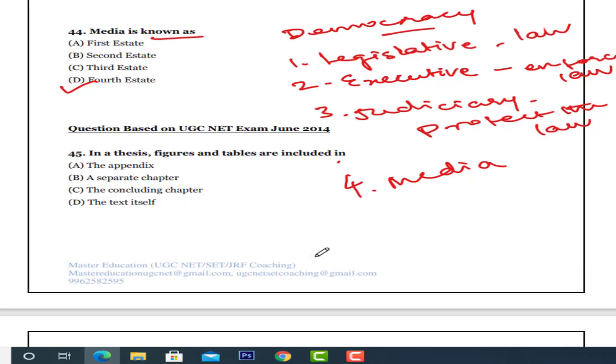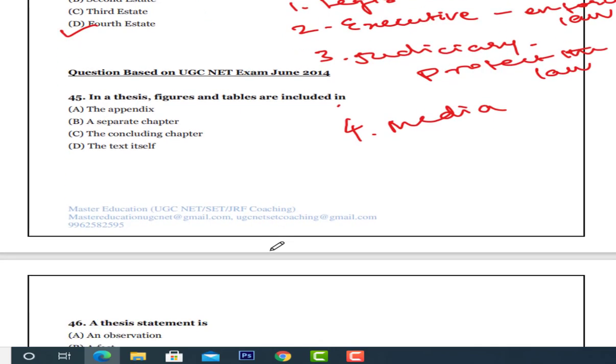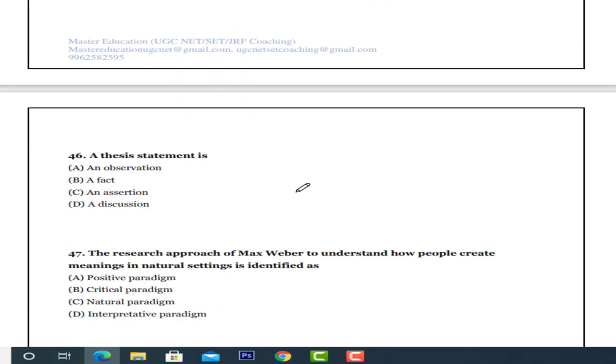The next question. In a thesis, figures and tables are included in the appendices? A separate chapter? No. A concluding chapter? We do not include the figures and tables there. Appendices? No. In the text itself, wherever you are placing your text, there itself we place the figures and tables. So the correct option is the text itself.